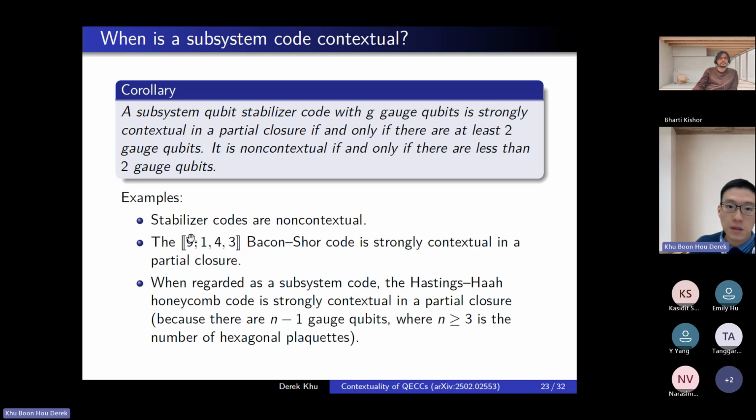So here are some examples. A stabilizer code is basically a subsystem code with 0 gauge qubits, so it is non-contextual. The Bacon-Shor code has 4 gauge qubits, so it is strongly contextual. And if we look at the Hastings-Haah code as a subsystem code, it is strongly contextual also, because there are at least 2 gauge qubits.